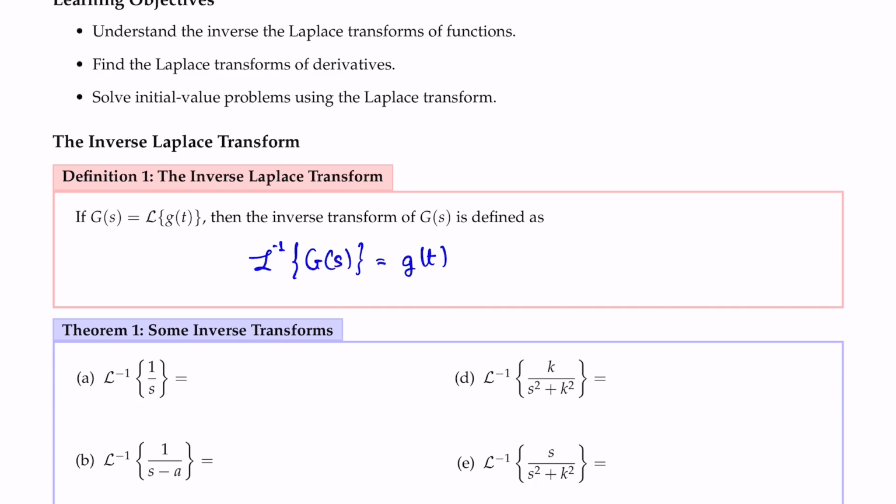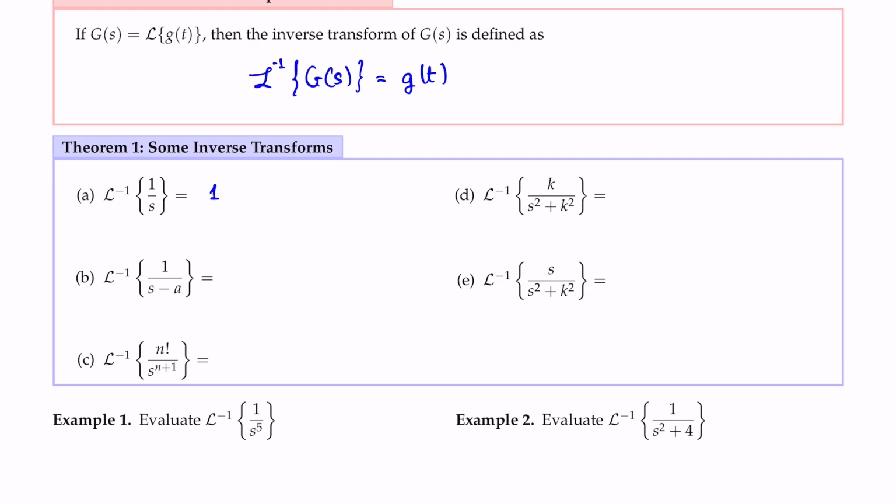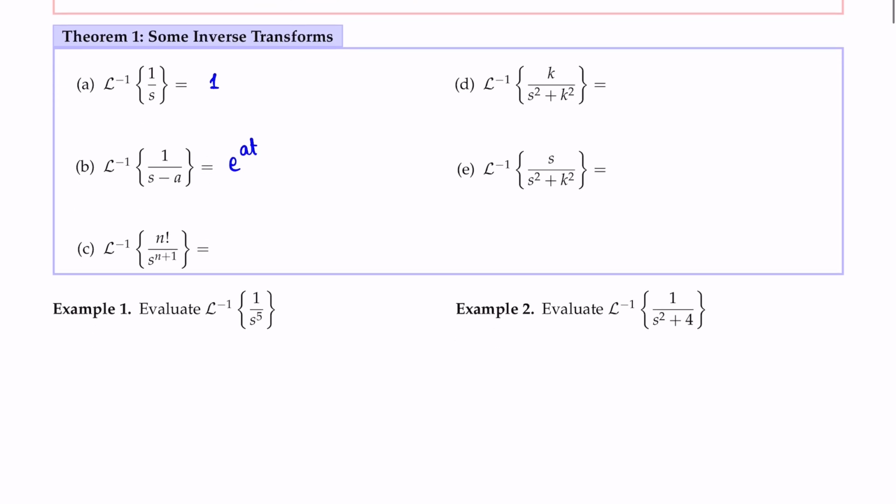Now, some of the common functions that you will see when you encounter inverse Laplace transform or Laplace transform is that the inverse Laplace transform of 1 over s is going to be equal to 1. You saw an example where you find Laplace transform of 1 equal to 1 over s in the last lecture. Now, the inverse Laplace transform of 1 over s minus a is e to the at. Again, we have done a similar example like this in the last lecture. The inverse Laplace transform of n factorial over s to the power n plus 1 is going to be a power function t to the power n when n is equal to 1, 2, 3, and so on and so forth.